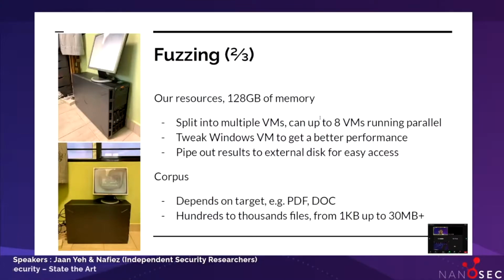At the moment, our only lab doing the job for us is a Dell PowerEdge server, equipped with 12 cores and 128 GB of RAM. We split it into multiple VMs besides the targets. We usually only run up to 8 VMs concurrently. We do tweak the VMs to get better performance, for example by removing all the fancy visuals on the OS itself.